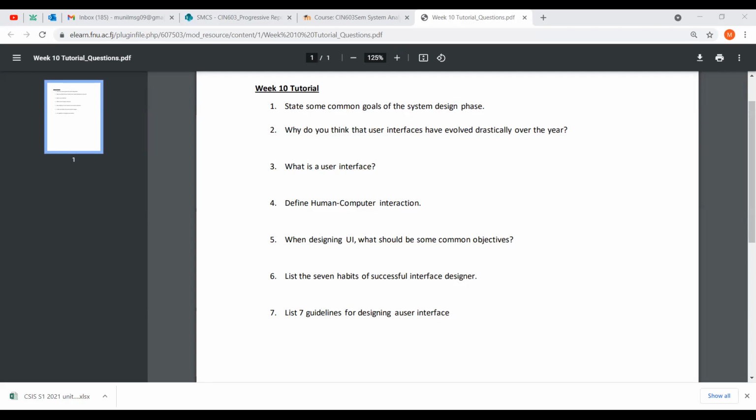Question number 2: why do you think that user interfaces have evolved drastically over the years? Now, let's have a look at the question. Why do you feel that you have more advanced user interfaces compared to what you had previously? For example, if you go and have a look at the Microsoft Word 1996 version compared to what we have, massive difference. So what could be some of the reasons for it?